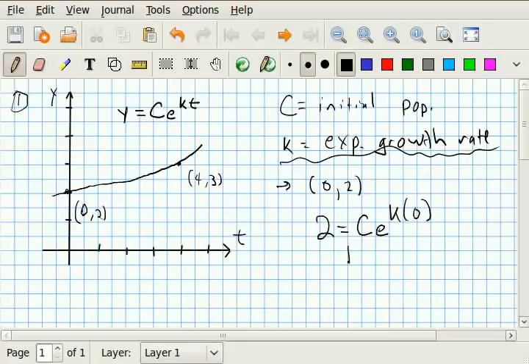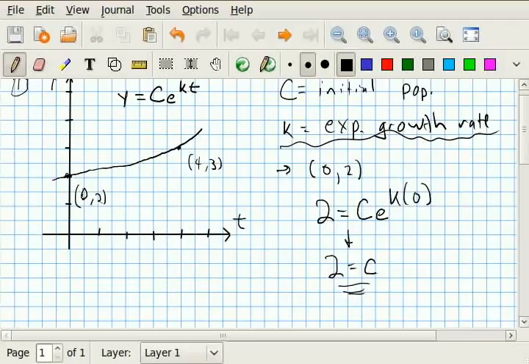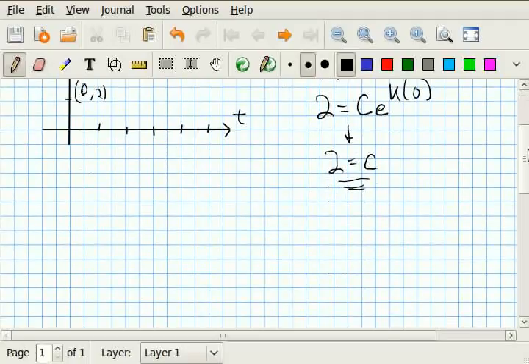Look at what this tells us. 2 is equal to c times e to the power 0. k times 0 is 0, but e to the power 0 is 1, so 2 has to be equal to c. Look at that. We already know what c is based on just that one little piece of information. Just that one point, we know that c has to be 2.